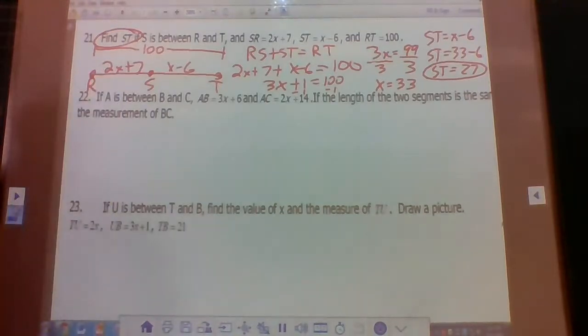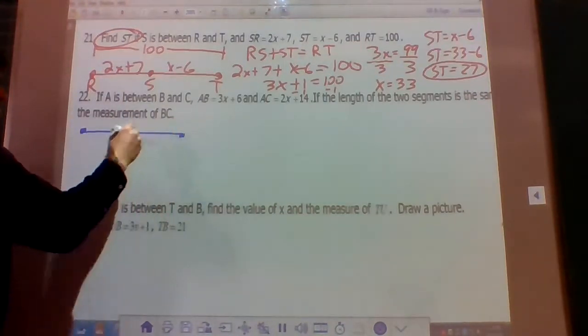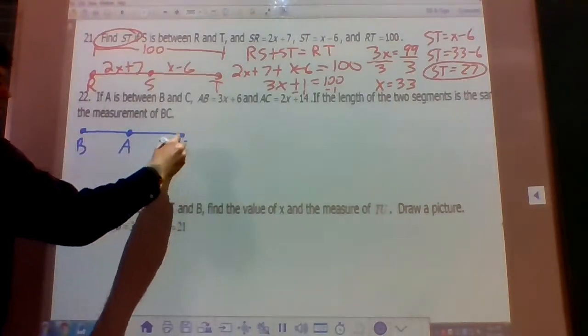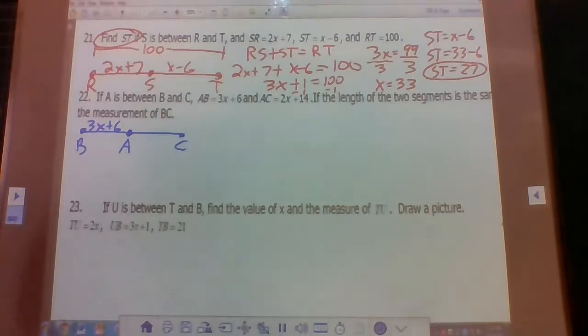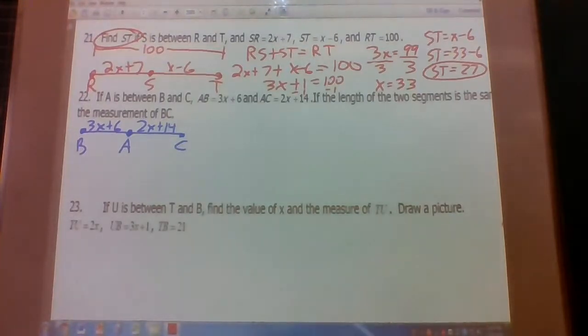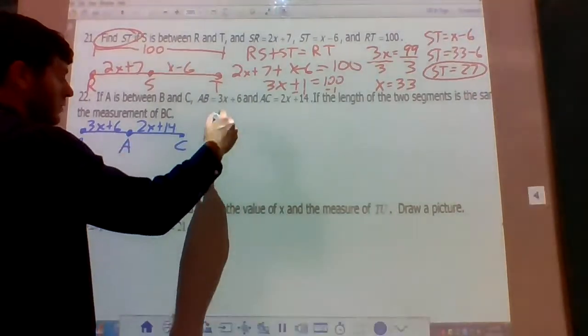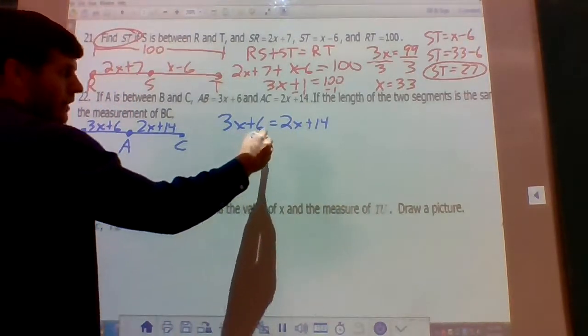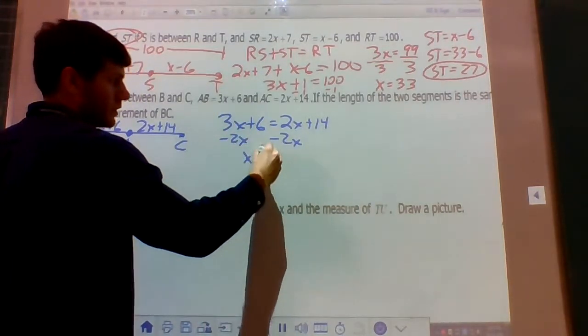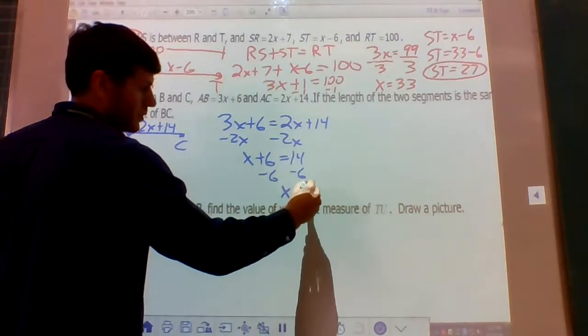Easy peasy. If A is between B and C, so again, if A is between B and C, AB is, or BA, same thing, is 3x plus 6. AC is 2x plus 14. A little bit cut off. This is number 22. If the length of the two segments is the same, then what is the measure of BC? So if these two are the same, we can set them equal to each other. So 3x plus 6 equals 2x plus 14. Let's subtract 2x from both sides. That's x plus 6 equals 14. Subtract 6, we get x equals 8.